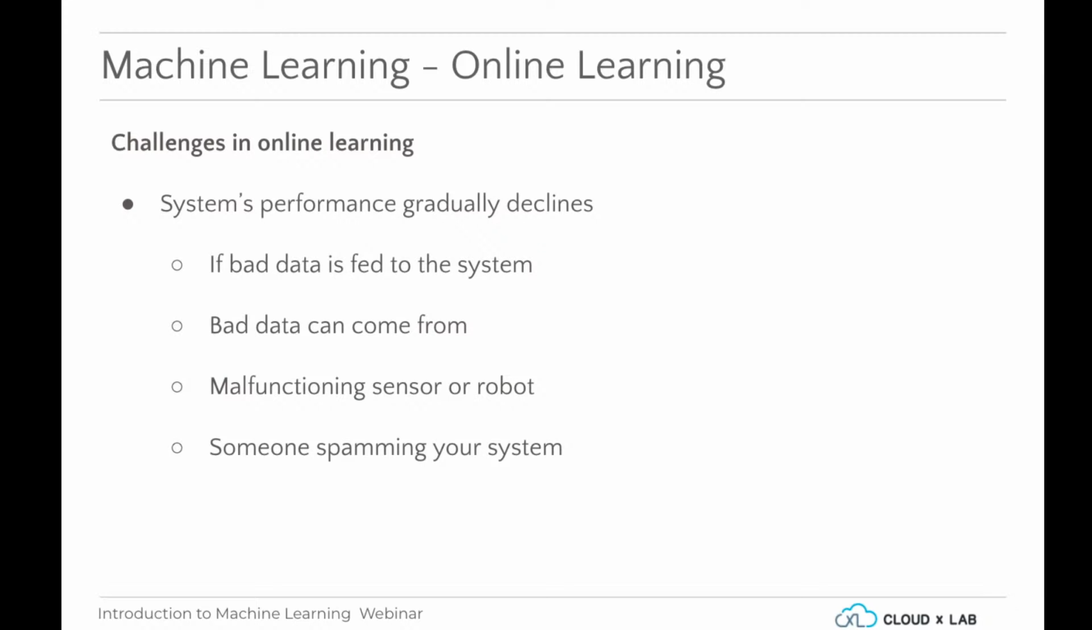Sometimes the performance, the quality of the model, can decline gradually. This can happen because often bad data is fed into the system. The bad data can come from a malfunctioning sensor, or somebody intentionally spamming your system. There are some malevolent agents around who want to damage your system.